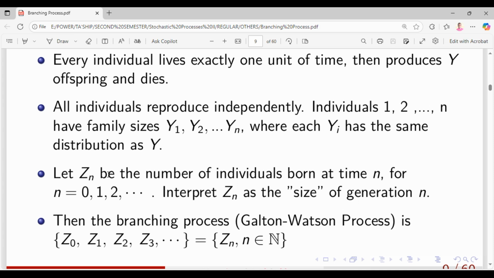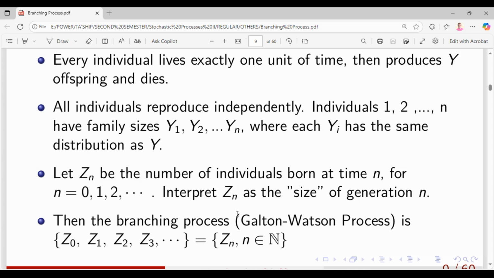So if the first single individual gives birth to 3 children, it means the first generation is going to be generation Z1. Z0 is the initial generation, that's one person. Zn is seen as the generation size, or the size at generation n.